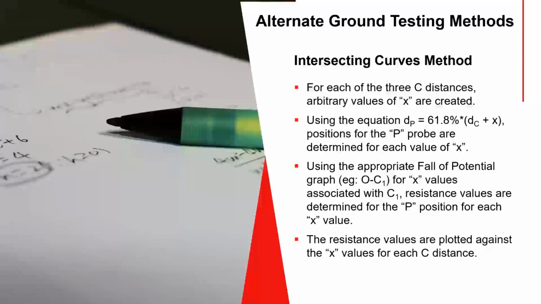And you're going to then calculate the distance to the potential probe based on those guesses of x. And then you're going to go back to those 3 graphs that we just saw, and you're going to calculate from those graphs what the resistance reading would be at that arbitrary guess point. Okay, this is complicated, I know. Bear with me. Next.